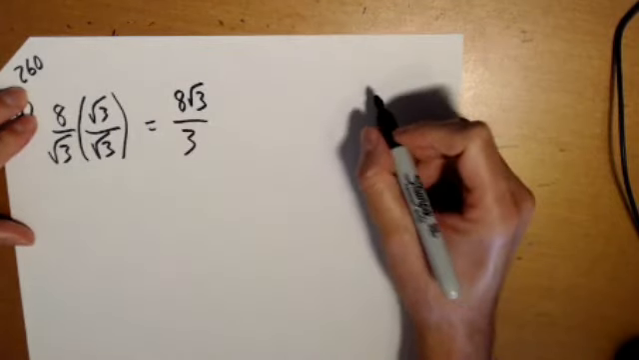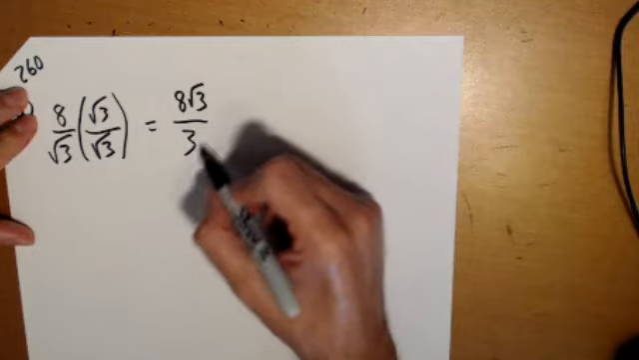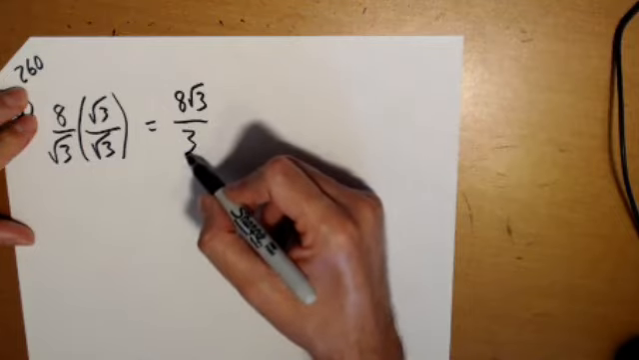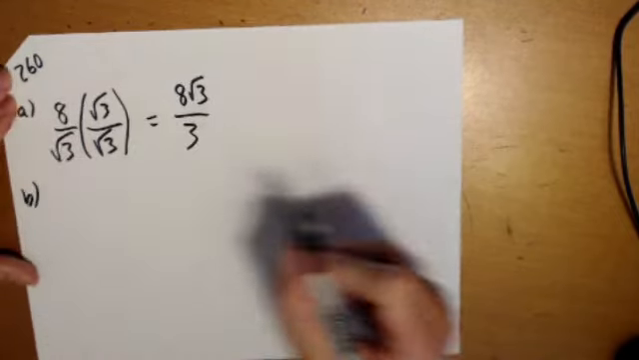Is the denominator clean? No radicals? Yeah, we're done. Okay. B.